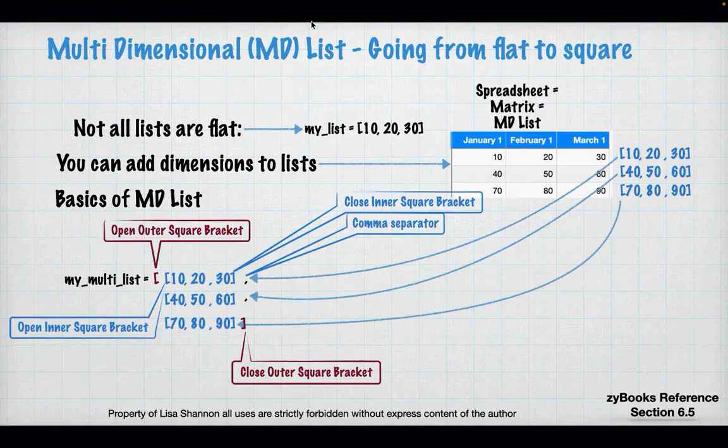So I have an outer list. And in that outer list, I have 3 inner lists. And each of those inner lists contains values.